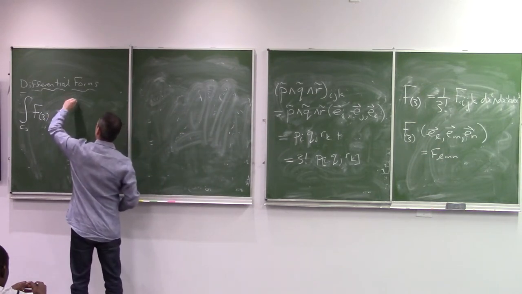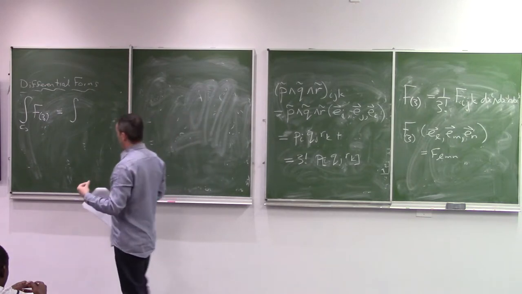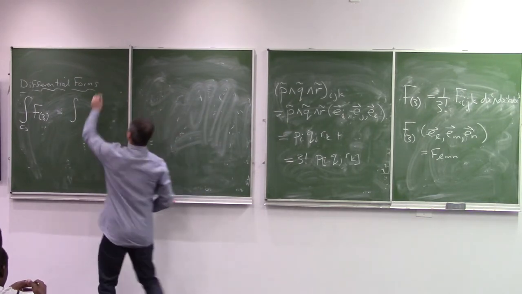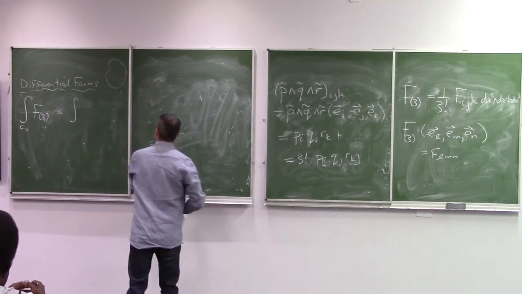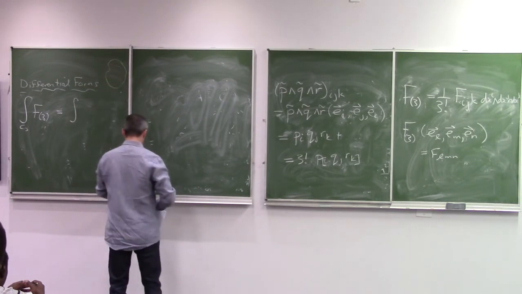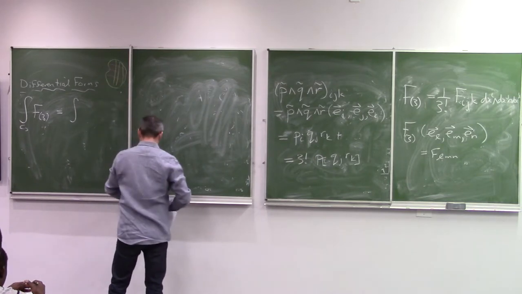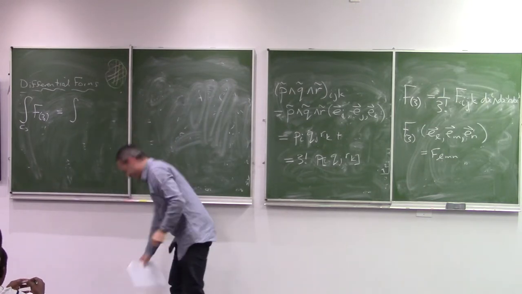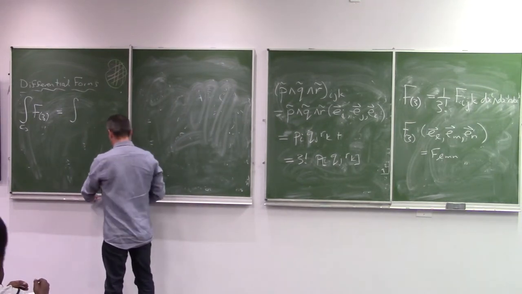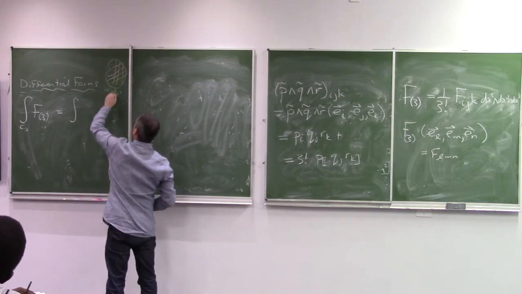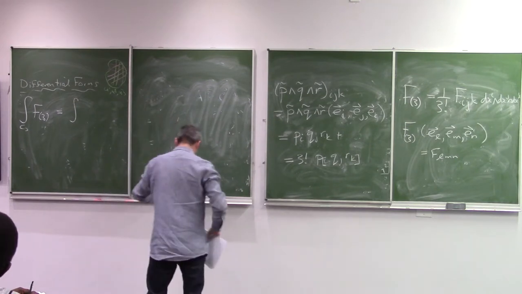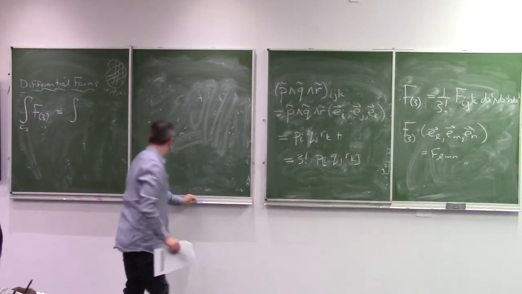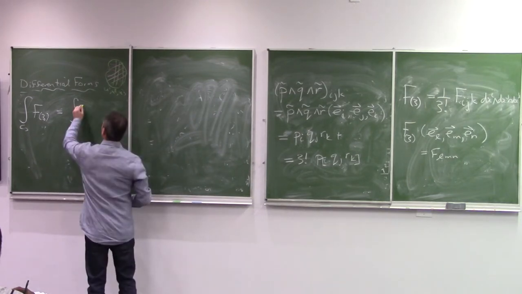So I imagine now that I've parameterized my volume with three parameters, u1, u2, and u3. So I have some volume, and that volume is going to have some parameters u1, u2, and u3. That's a horrible picture. Just imagine I have some volume which I've parameterized in terms of 3 parameters, u1, u2, and u3.